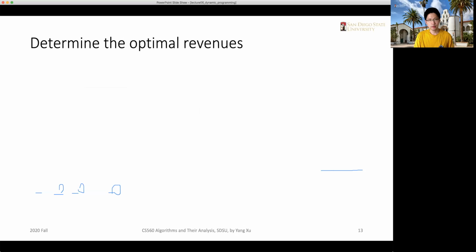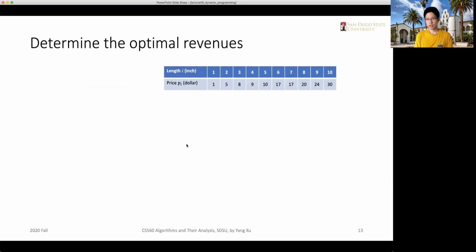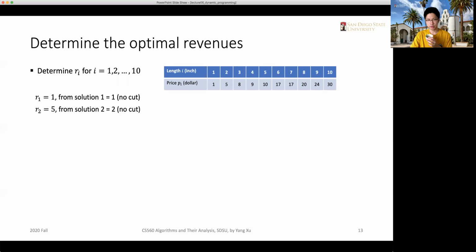All right. So now let's use these notations to determine the optimal revenue. Let's see what kind of problems we are actually facing. For example, we want to determine Ri from 1 to 10 using this table. If there's just 1 inch, then we don't have a choice. We can only choose not to cut.